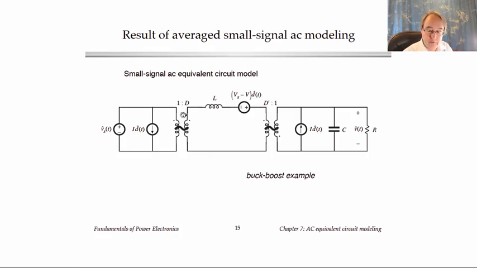It has the same transformers, a 1 to D transformer and a D prime to 1 transformer, but it also includes the values of L and C, and it also includes some extra generators. These are d hat sources that model how variations in the duty cycle excite variations in the voltages and currents of the converter power stage. We can add losses into this if we like as well. I haven't added them in this particular example. So in the next several lectures, I'm going to develop this model and teach you how to derive an equivalent circuit model such as this.